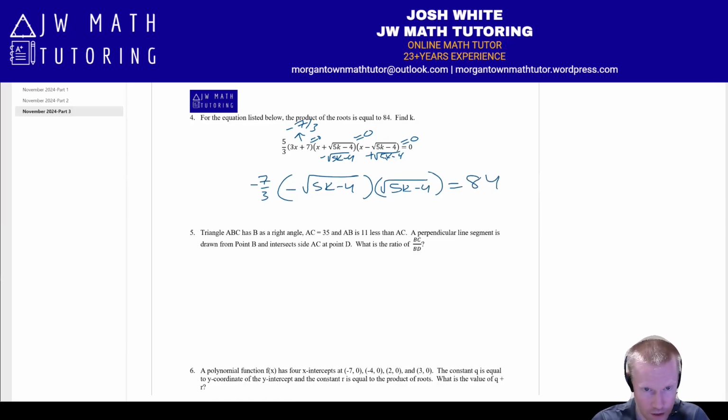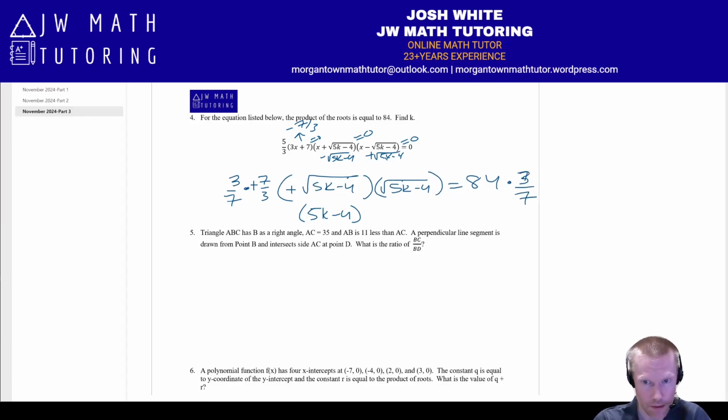Set this all equal to 84. First thing I would notice is two negatives make a positive. Also, when you multiply these together, the roots will cancel out because they're the same expression, and you just get 5k minus 4. Then I would multiply by 3 and divide by 7.